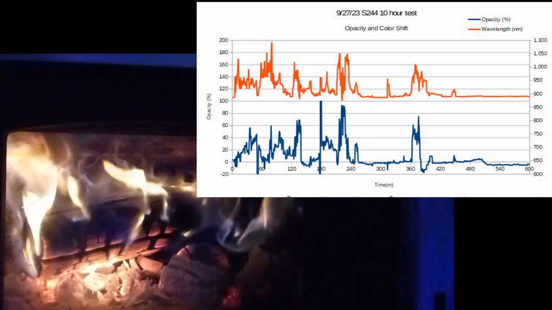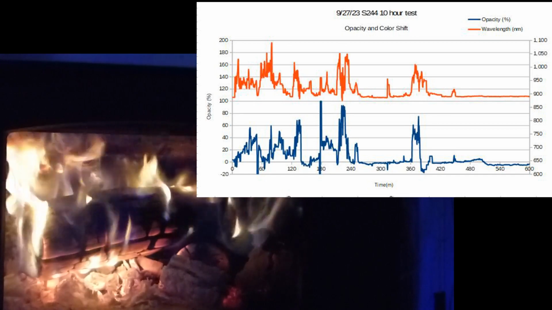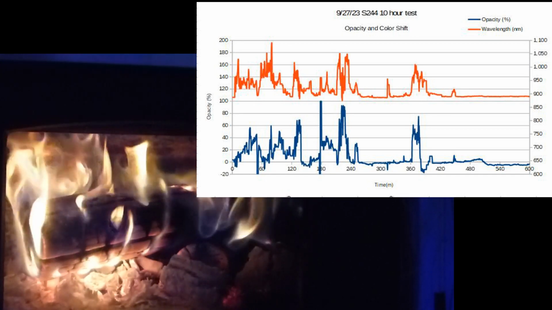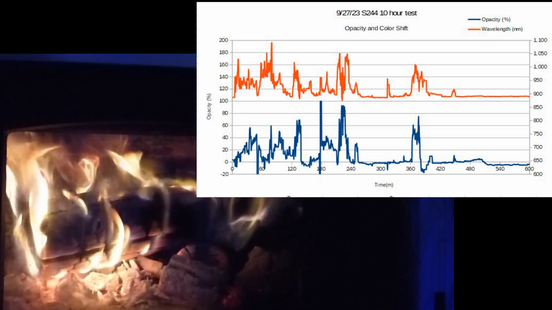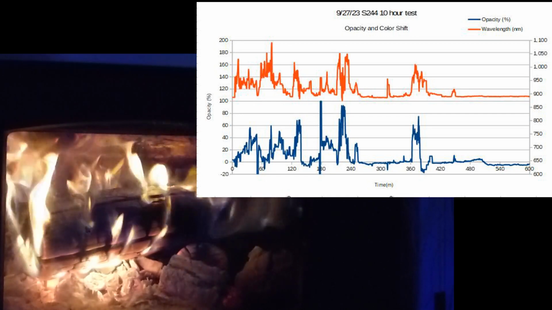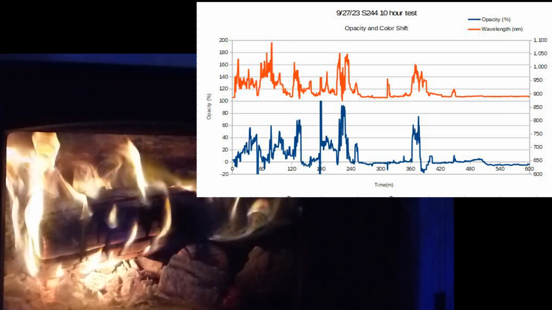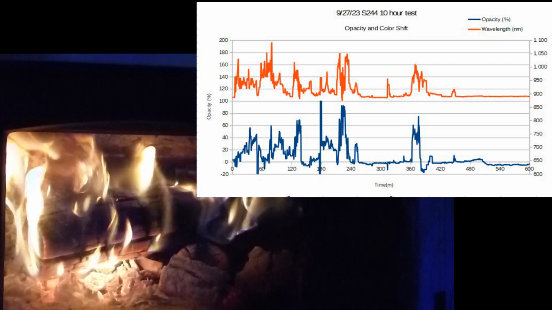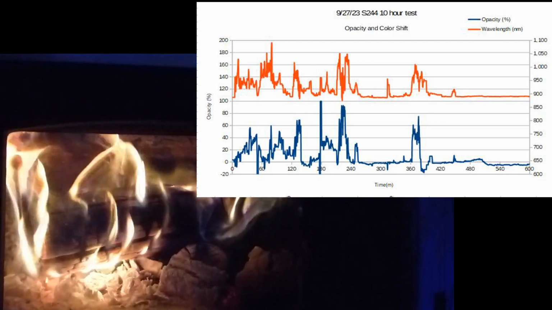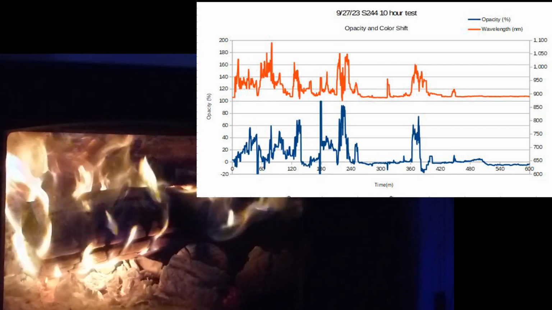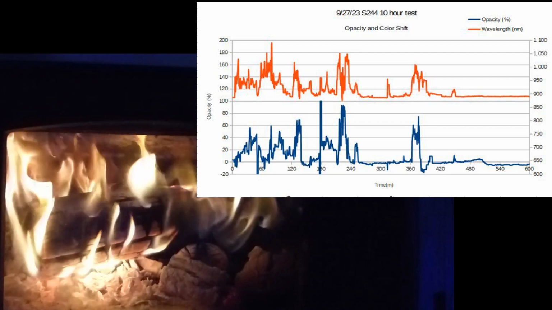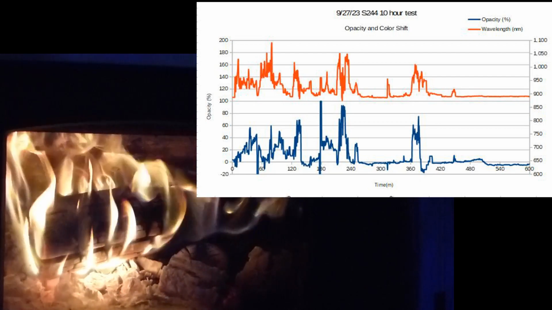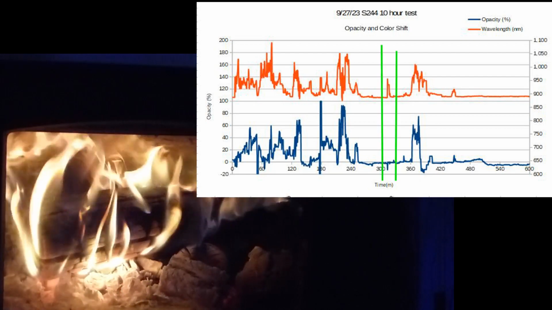We're looking at two lines. The color shift is in red on its own scale with the right numbers. The opacity is in blue with the left values. This is a 10-hour test. You can see that the temperatures, as they get up, you get different and similar numbers with the color shift.